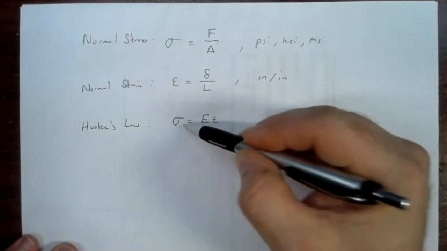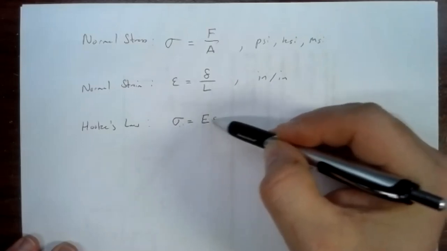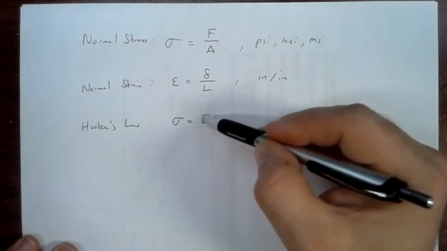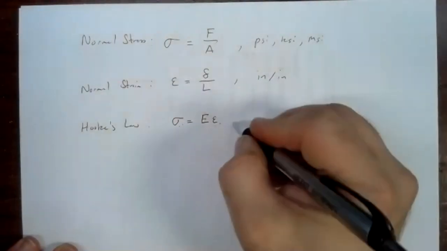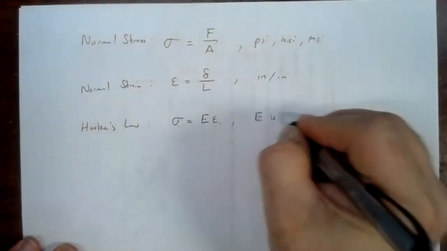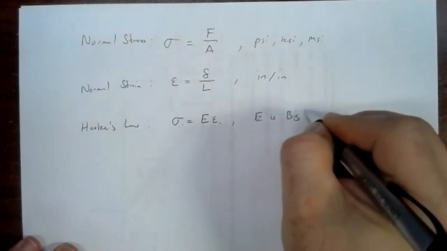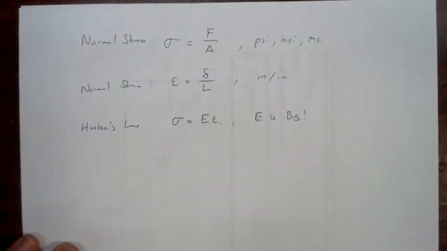To get a big number out of a small number by multiplication, whatever you multiply by must be very big. So typically, E is a big number. The modulus of elasticity is a big number.